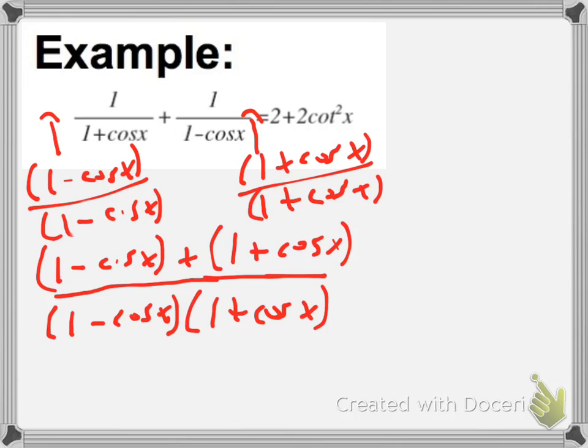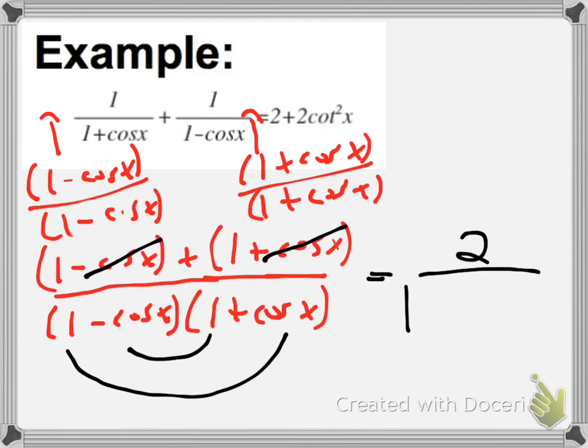In particular, up on the top, I see I have a minus cosine of x plus cosine of x, and so those are going to be canceled. And so the top is just going to be 2. And then on the bottom, I have to FOIL, and so I have 1 times 1 is 1. And then I get minus cosine of x here and plus cosine of x here, and so those cancel, which is nice. And then I have minus cosine times cosine, so I get minus cosine squared of x.